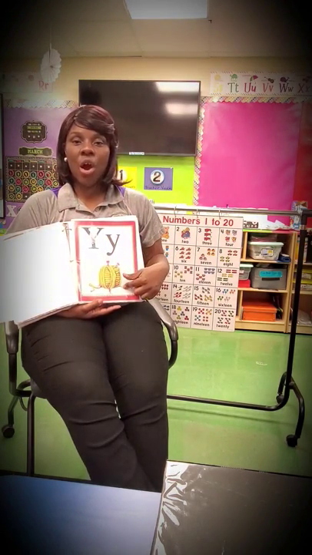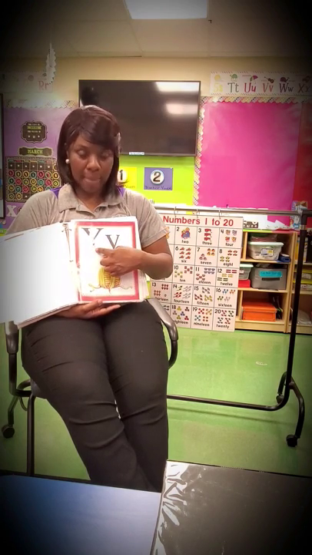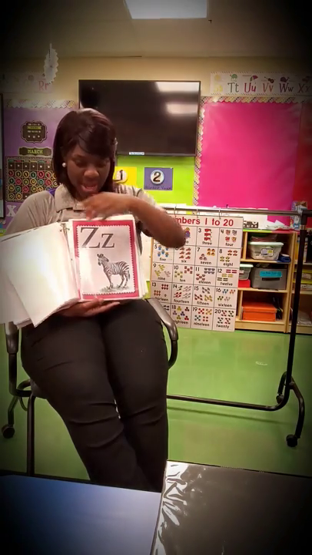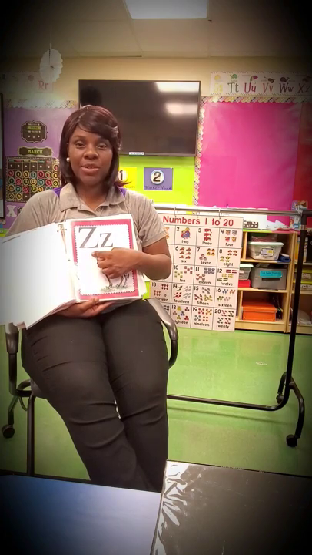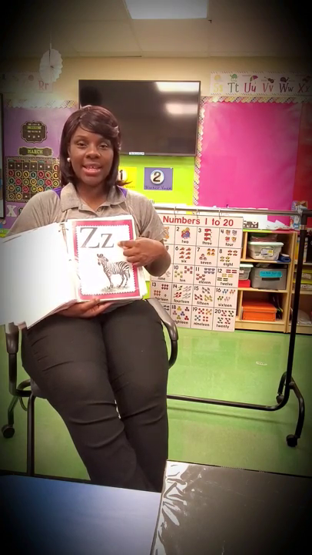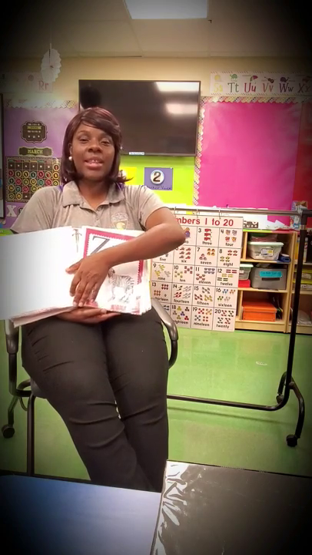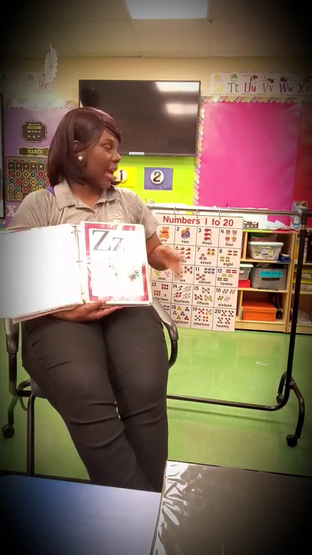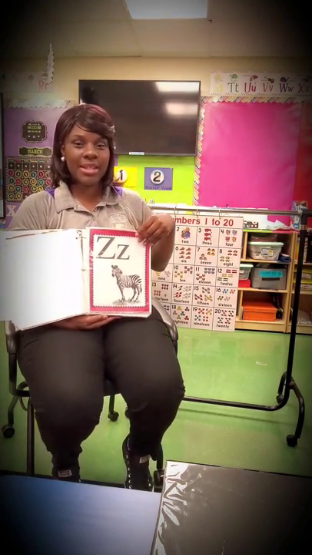Y. Yarn. Capital Y, lowercase y. Z. Zebra. Capital Z, lowercase z. Okay, that concludes our alphabets. Let's move on to our numbers, counting from 1 to 20. Ready? Let's get started.